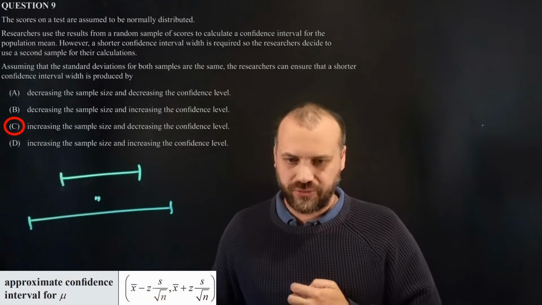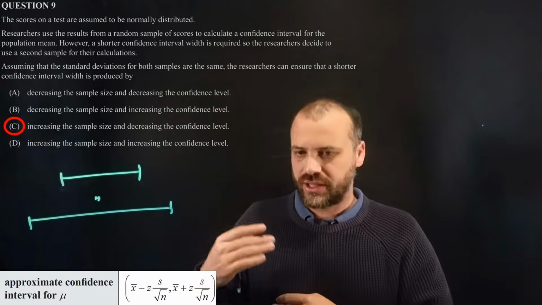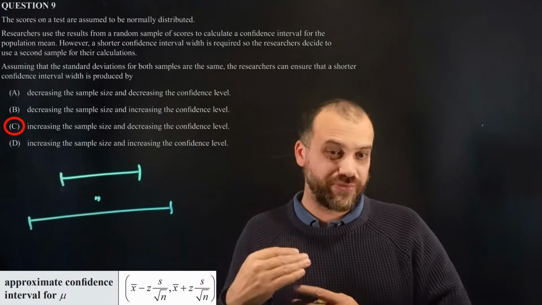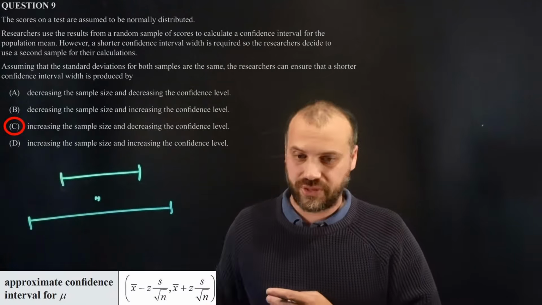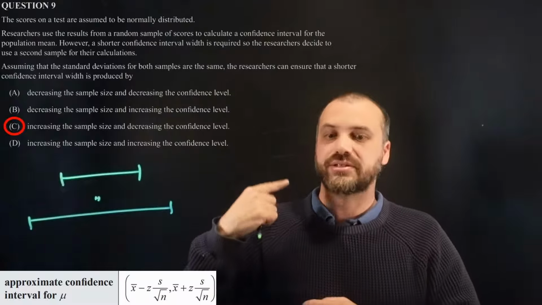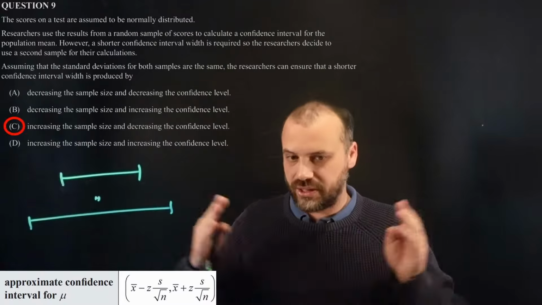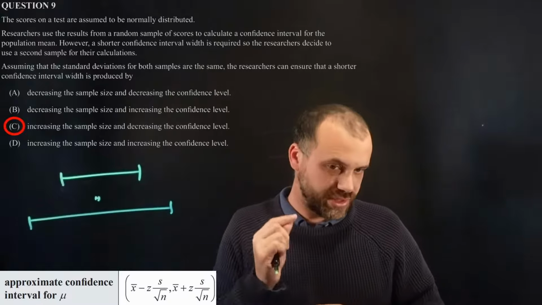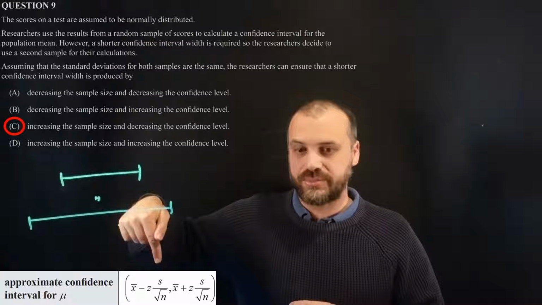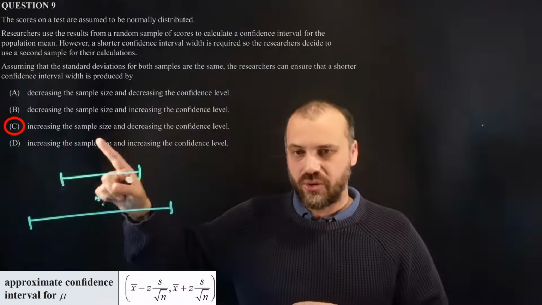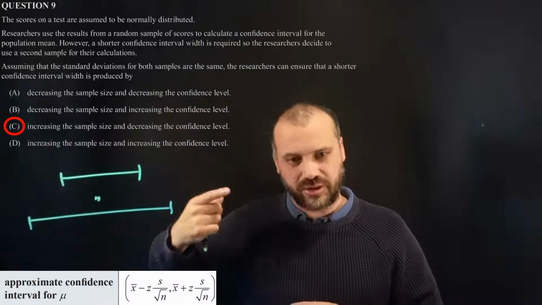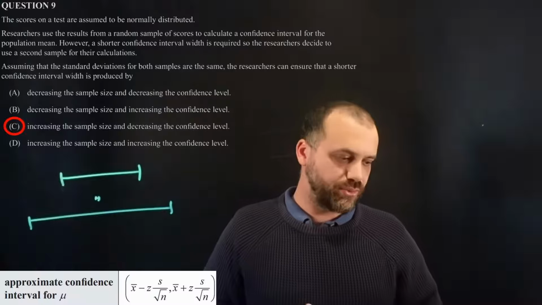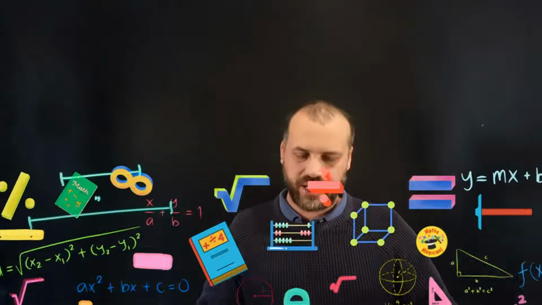If I make my confidence level larger, so if I go from 95% confident to 99% confident, that Z value gets larger, which means that our interval gets larger as our confidence level increases. So you can play with that. You can use some dummy figures in questions like this, or you can start to develop an intuitive understanding of how it all works. All right, celebrate. Next question.